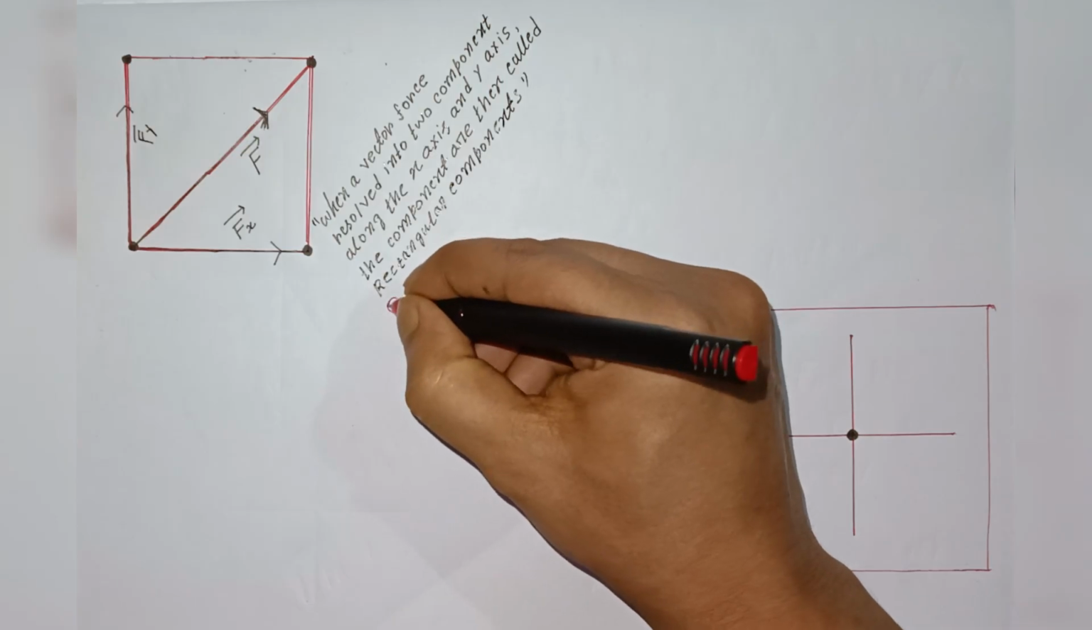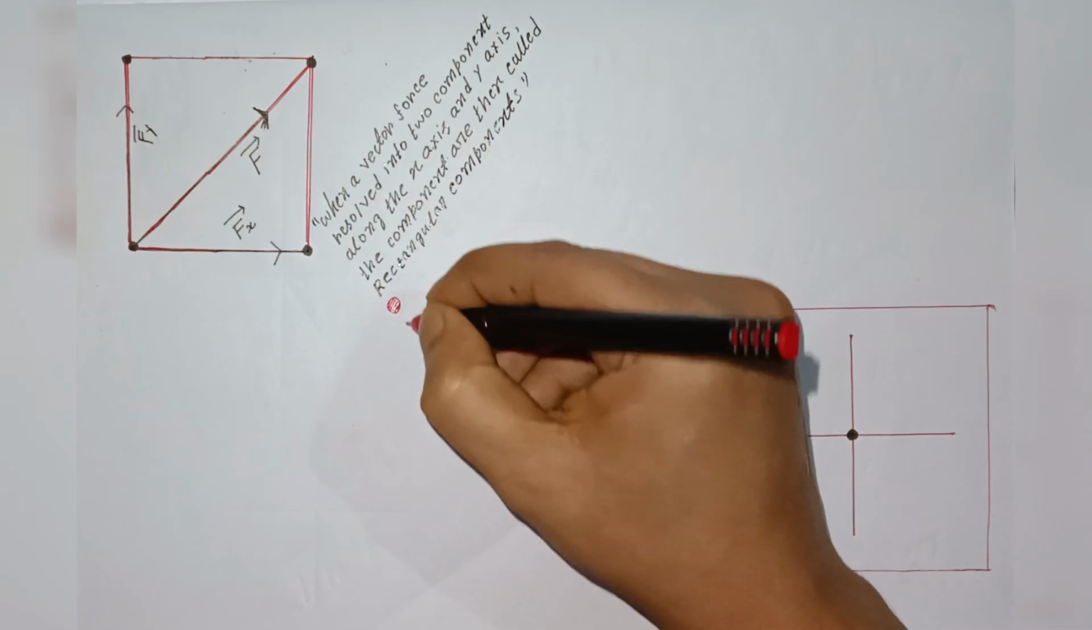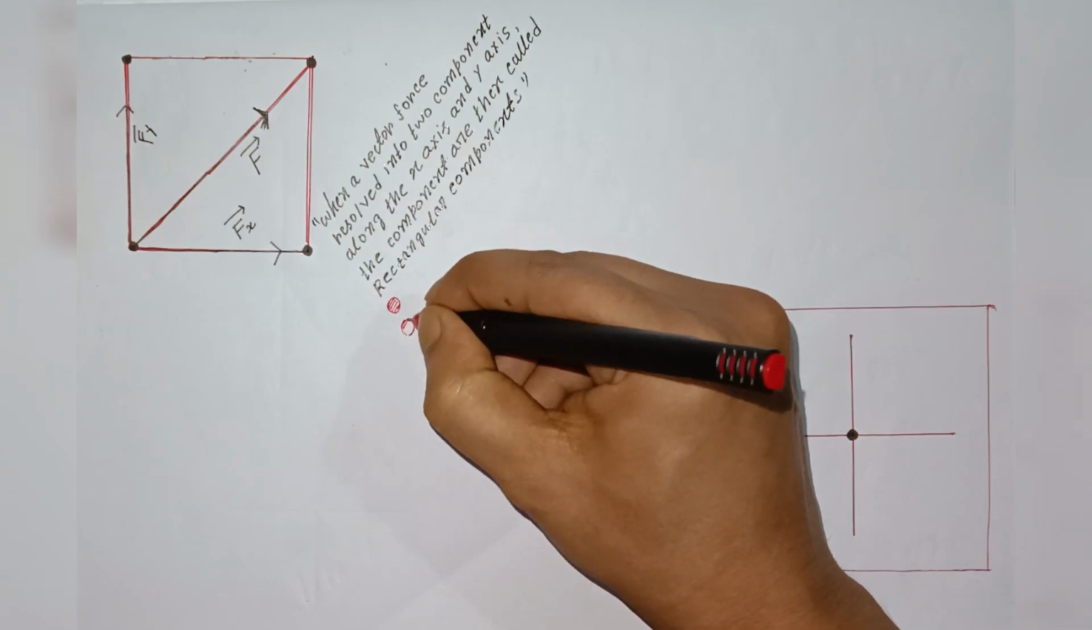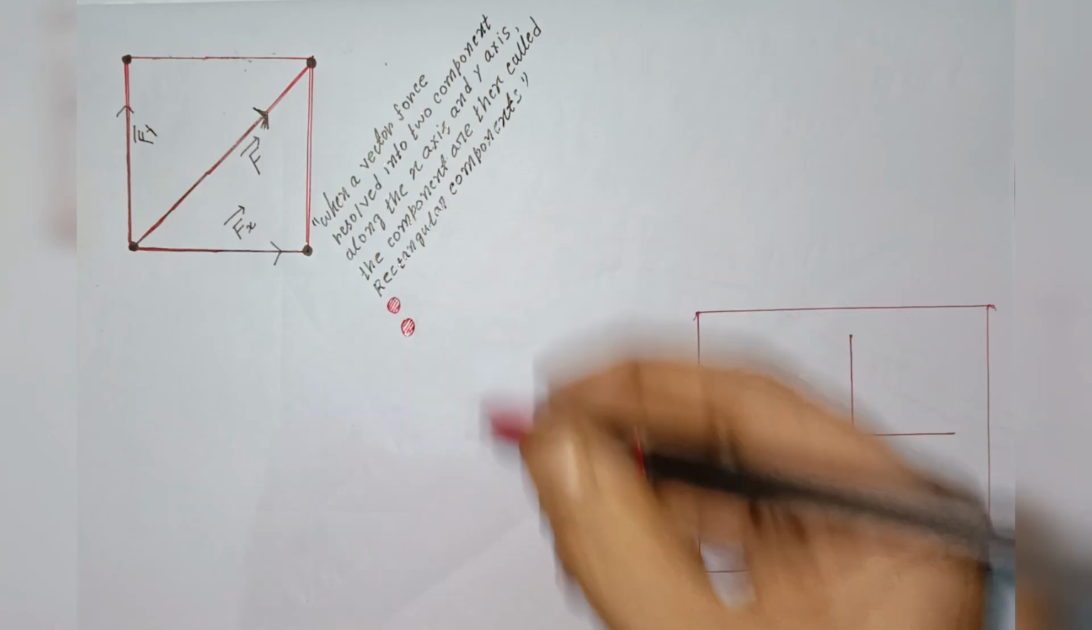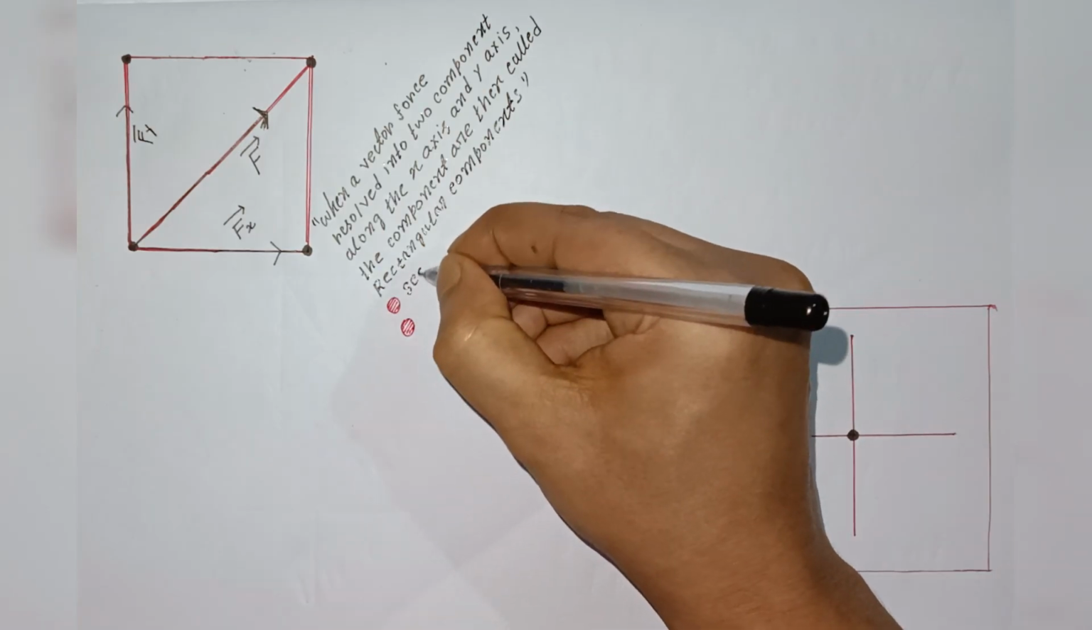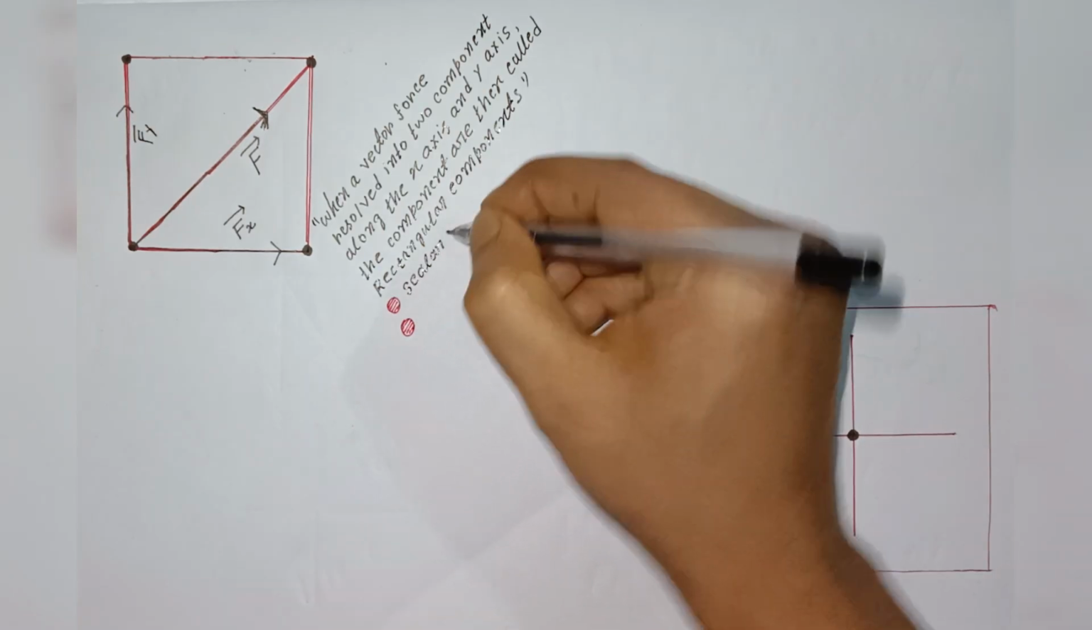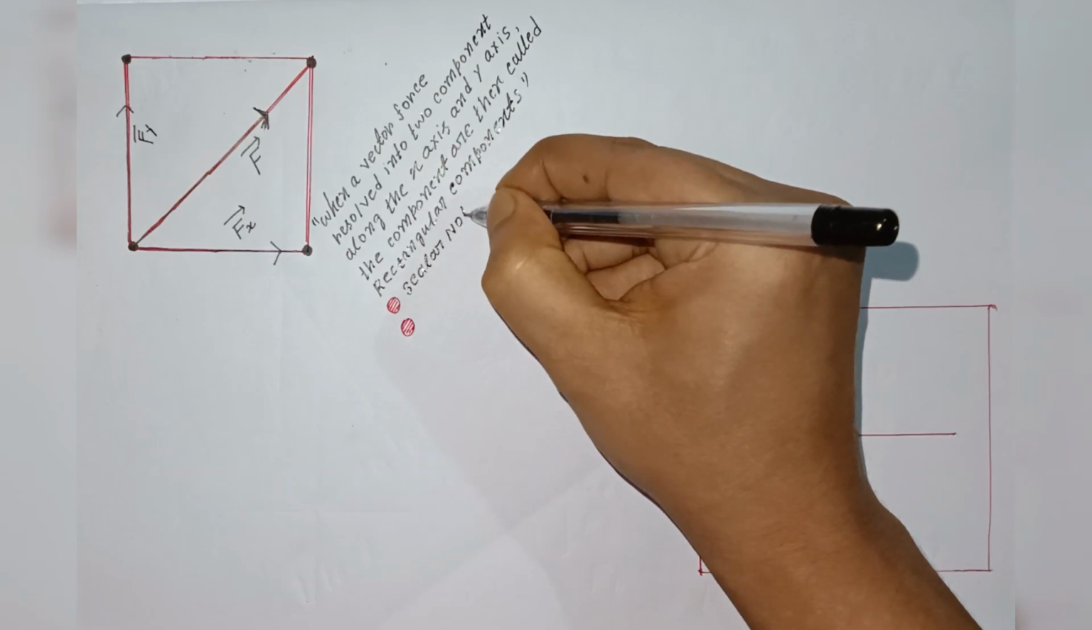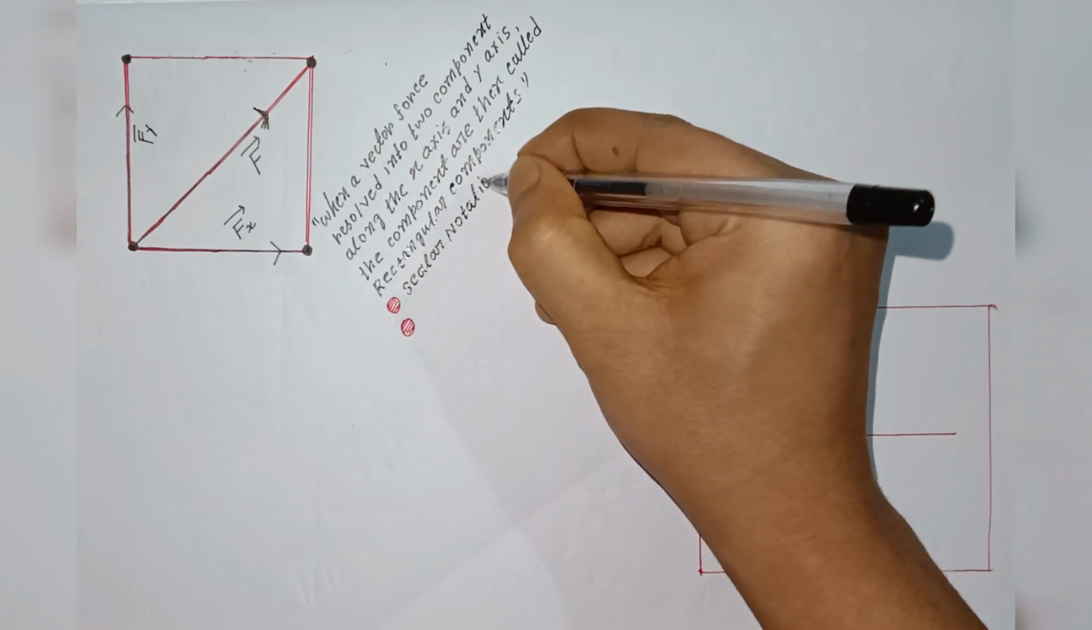Okay? Now this concept we can cut into two pieces. First one is scalar notation and second one is Cartesian vector notation. Simple, just like cutting a mango into two pieces.